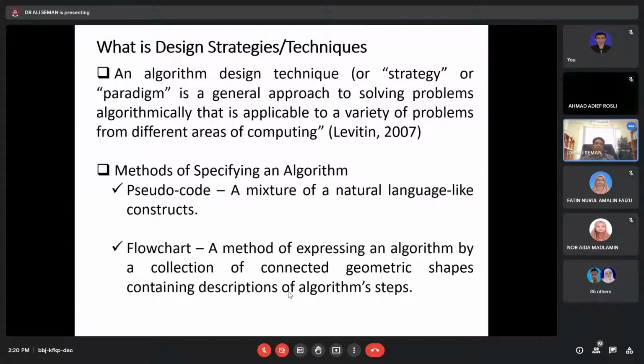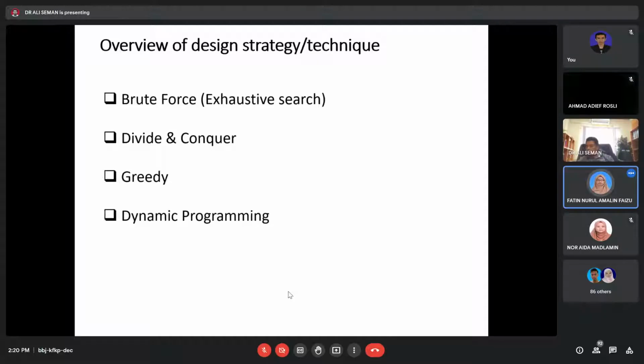These are the things that you have to understand about design strategy. Okay, any questions so far? Ada soalan? Not yet. Tak ada.